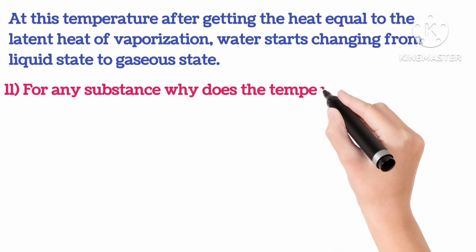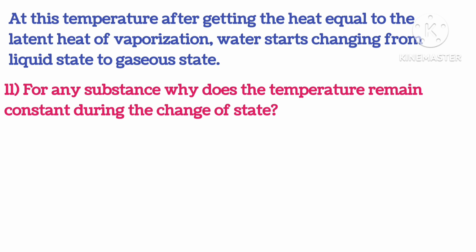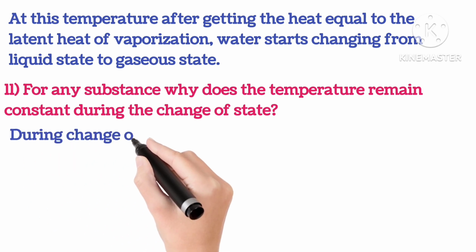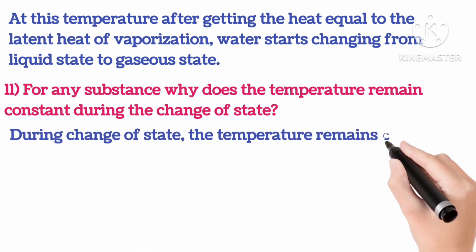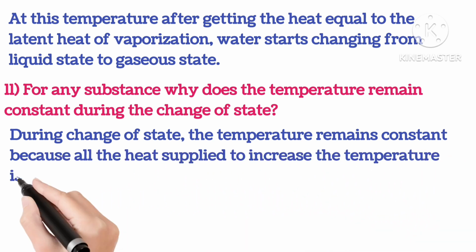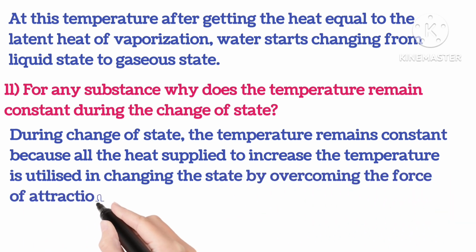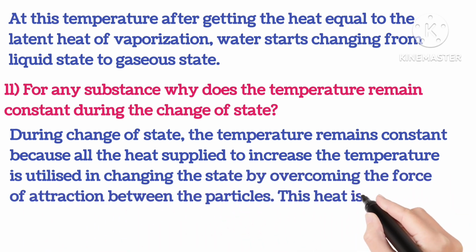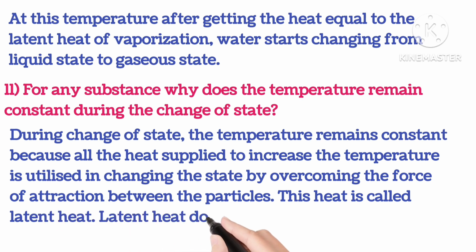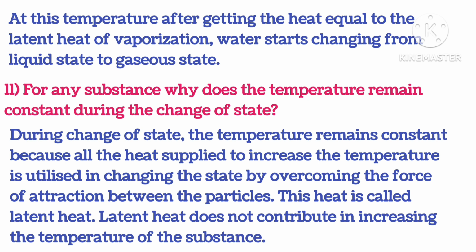For any substance, why does the temperature remain constant during the change of state? During change of state, the temperature remains constant because all the heat supplied to increase the temperature is utilized in changing the state by overcoming the force of attraction between the particles. This heat is called latent heat. Latent heat does not contribute to increasing the temperature of the substance.